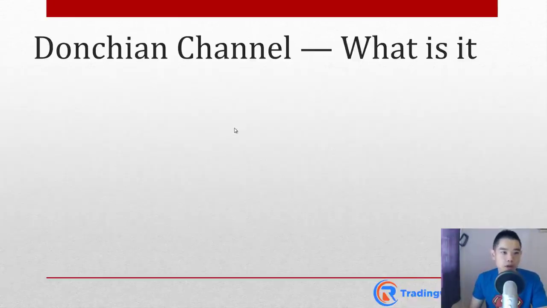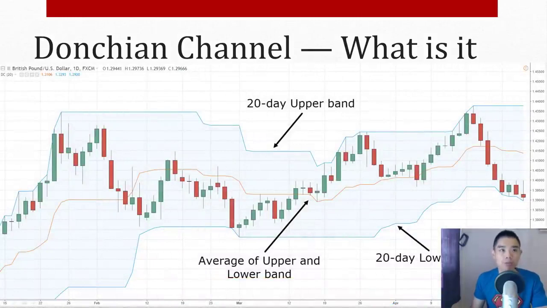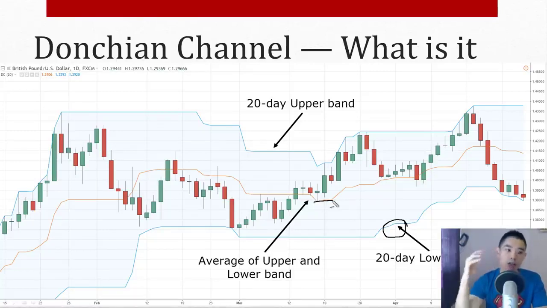But for now, let's move on and talk about the Donchian channel. So Donchian channel is again another indicator, and this one is relatively straightforward. No complex math. Over here, there are 3 lines: upper band, middle band, and lower band. The upper band is simply the 20-day high. This one over here is the 20-day low, and this middle band is simply the average between the 20-day high and the 20-day low.